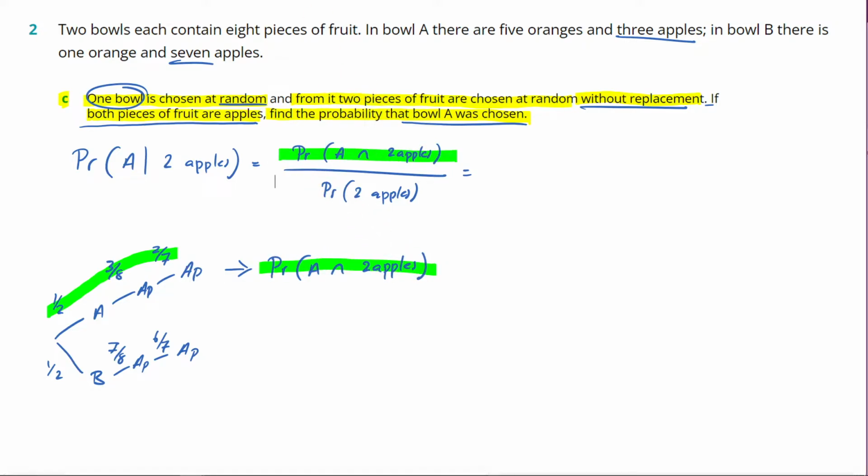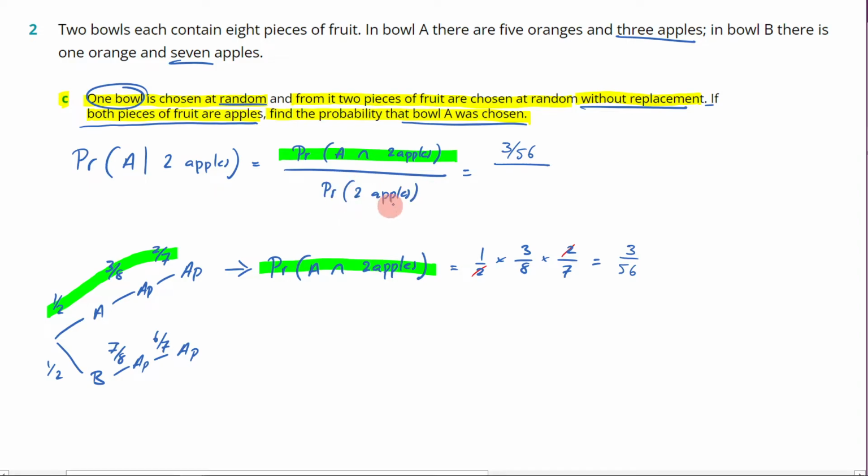So let's now do that. We're going to go a half times 3 on 8 times 2 on 7. Don't be silly and try to multiply before simplifying, because look, that 2 cancels with that 2. And that's all we can simplify here. So what I'm left with is 1 times 3 is 3, 8 sevens are 56. So up here I'm going to get 3 on 56, divided by the probability of 2 apples.